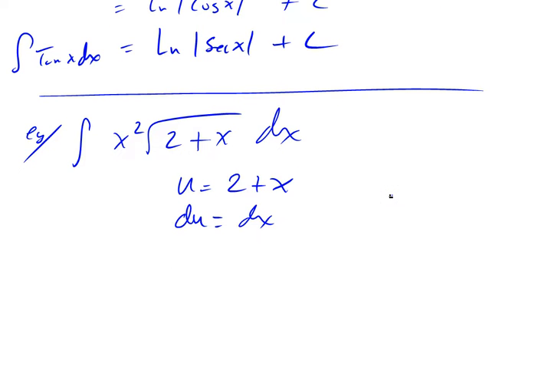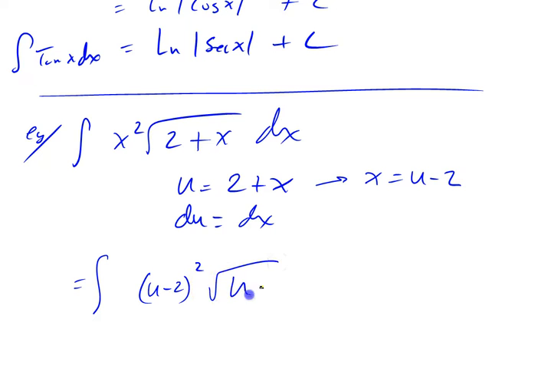So now when I make the substitution back in, you might think, well, what do you do with that x squared? Well, here's something I haven't done yet with the u substitution. I actually can turn this around. Well, if u is equal to 2 plus x, then x is equal to u minus 2. So for that x squared, I'm going to turn it into a u minus 2 squared. And then I've got the square root of u here.